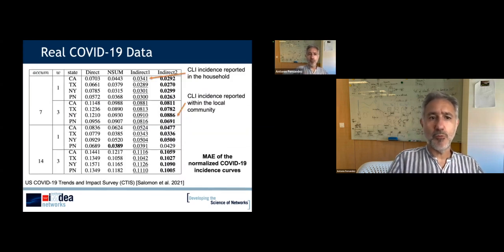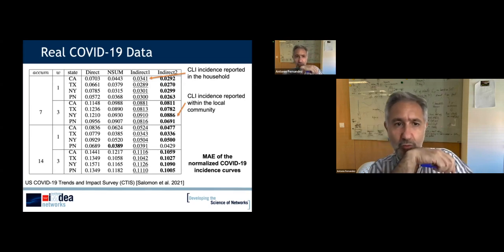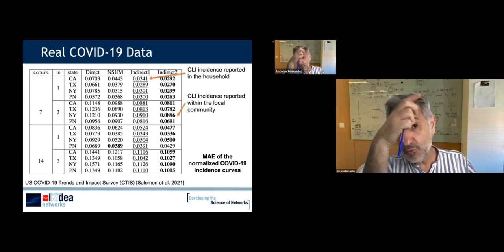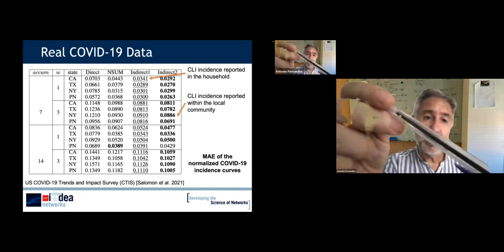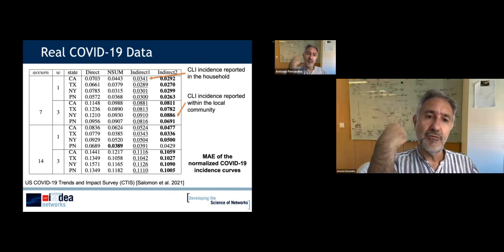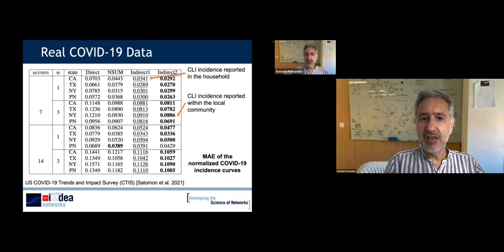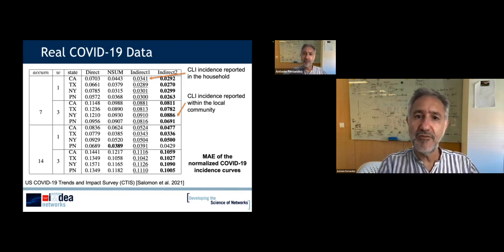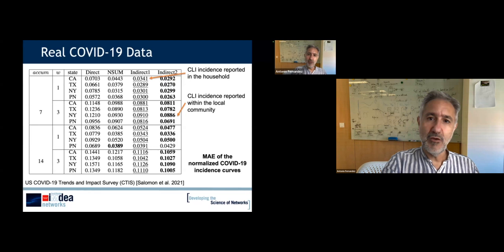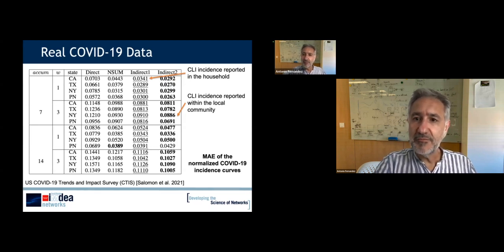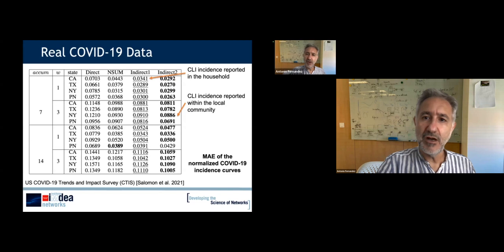Looking at a larger number, the previous plot was for California. This is a table in which we look at the biggest states: California, Texas, New York, and Pennsylvania. What we see is that all the numbers in boldface are the ones that give the lowest error, and as you see, they are usually the ones in which we apply indirect estimation at the local community level. The ones that are underlined give the second best, and those are the ones that report how many COVID-like infected they have in their household.